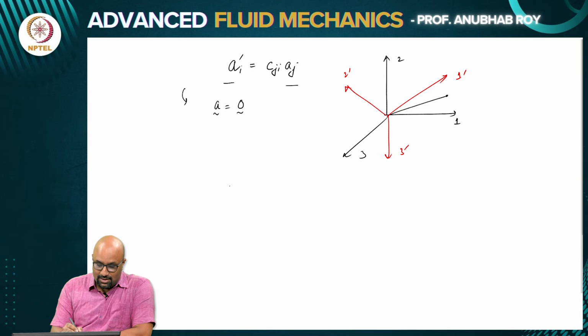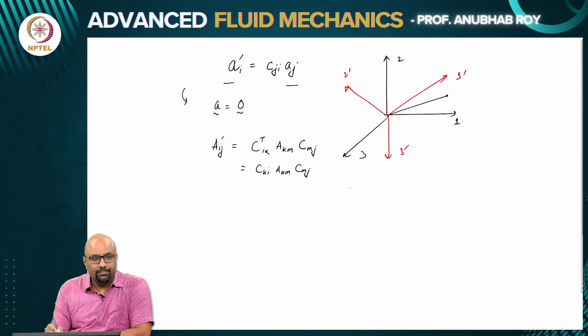Now, what about tensors of rank 2 or order 2? So, we saw that Aij prime is related to C transpose Ik Akm Cmj, or Cki Akm Cmj. Now, we are interested in the non-trivial solution. Are there any non-trivial isotropic tensors?